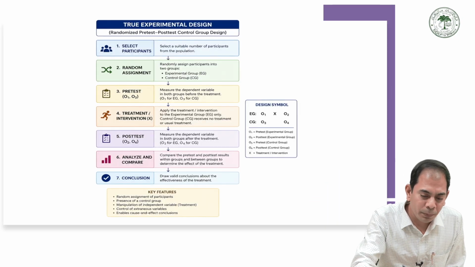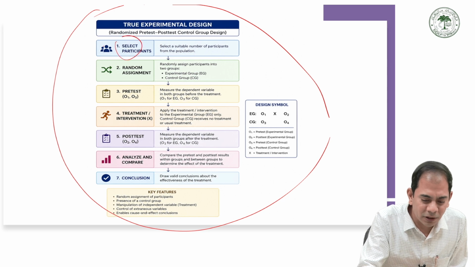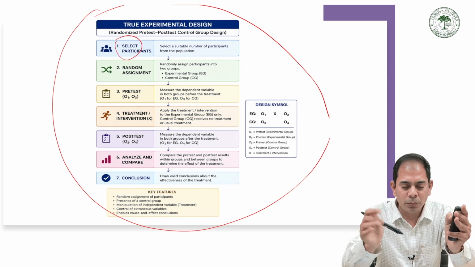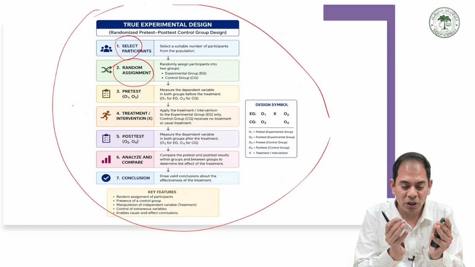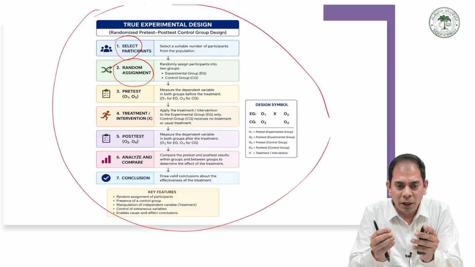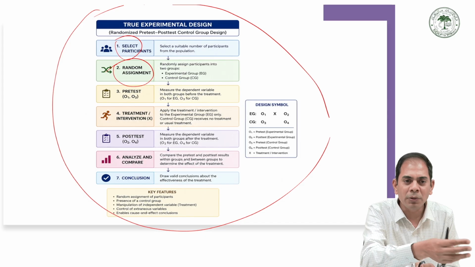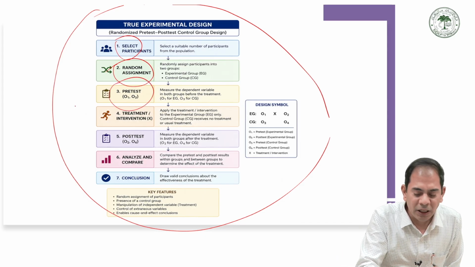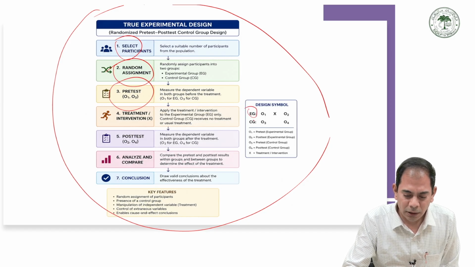So in a true experimental design, first we select the participants. Next is random assignment, because we select the control group and the experimental group. Randomly, everyone has an equal chance to be selected for the experimental group or control group. After that comes the pre-test. So we have two groups, the experimental group and the control group.